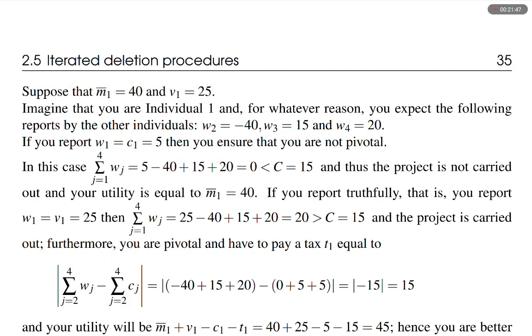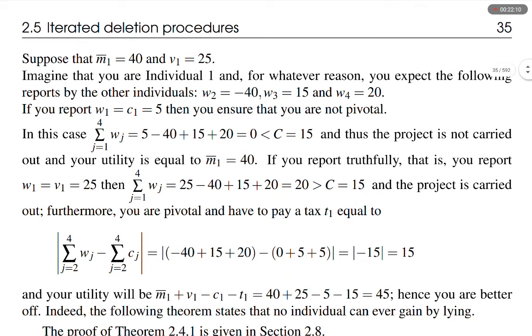If you report truthfully, that is, you report W sub 1 equals V sub 1 equals 25, then the sum of W sub j from j equals 1 to 4 equals 25 minus 40 plus 15 plus 20 equals 20, which is greater than capital C equals 15. And the project is carried out.